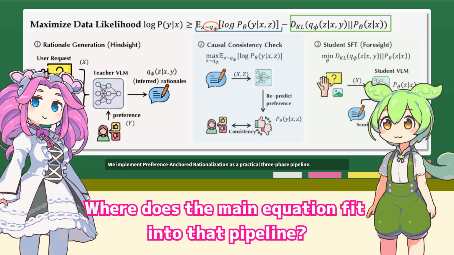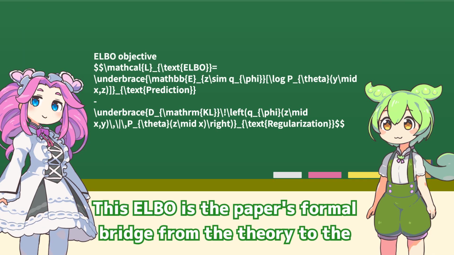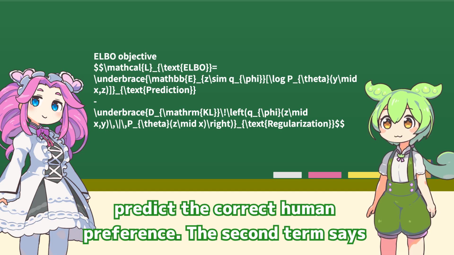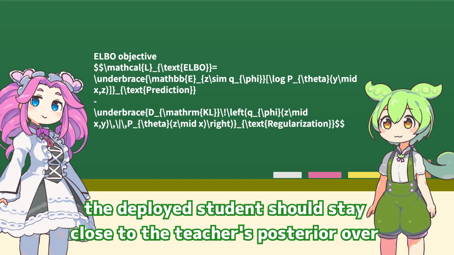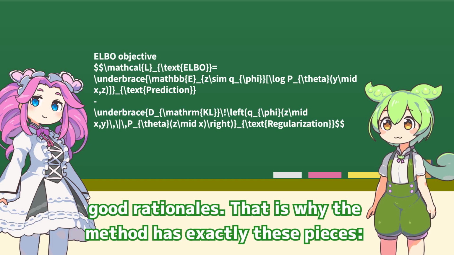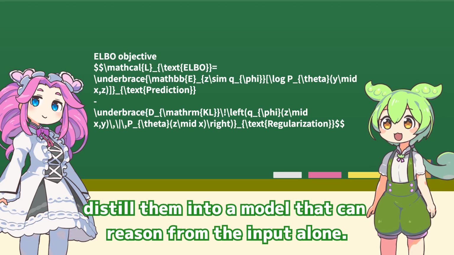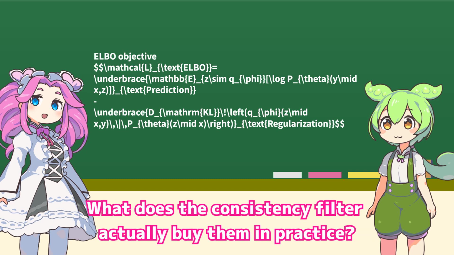Where does the main equation fit into that pipeline? This ELBO is the paper's formal bridge from the theory to the pipeline. The first term says a rationale is useful only if it helps predict the correct human preference. The second term says the deployed student should stay close to the teacher's posterior over good rationales. That is why the method has exactly these pieces. Generate candidate rationales, filter them for predictive consistency, and distill them into a model that can reason from the input alone. What does the consistency filter actually buy them in practice?